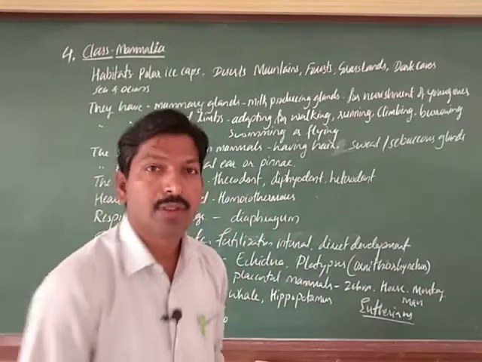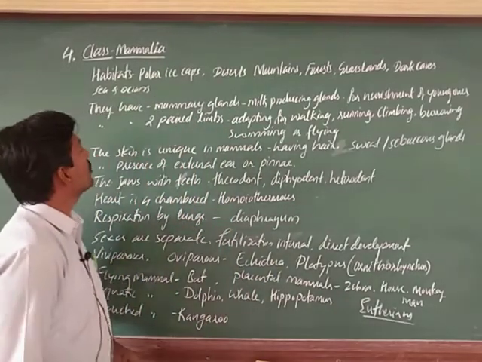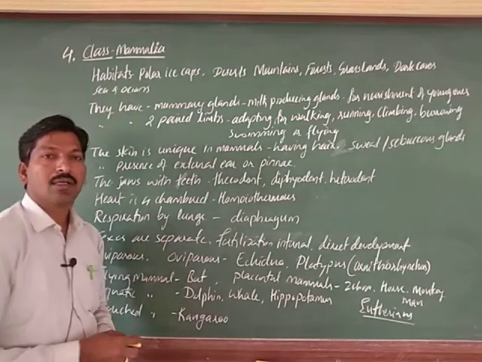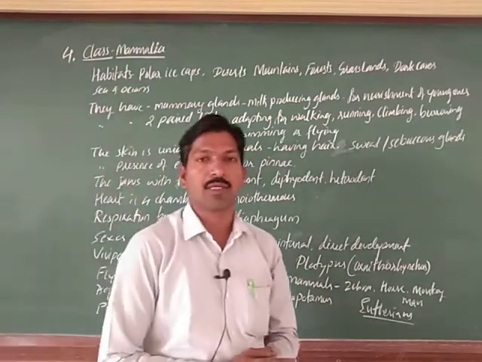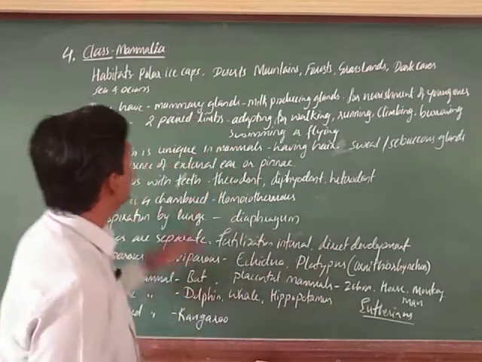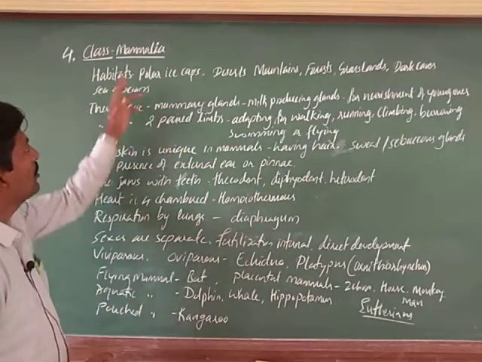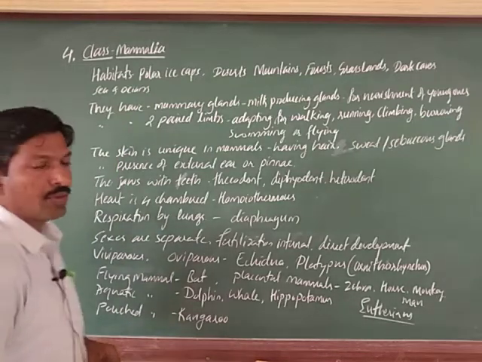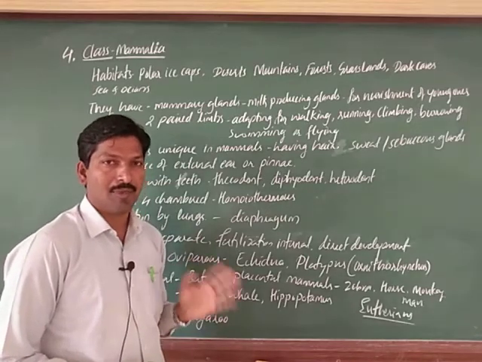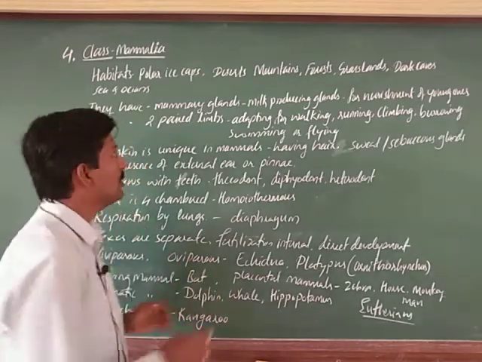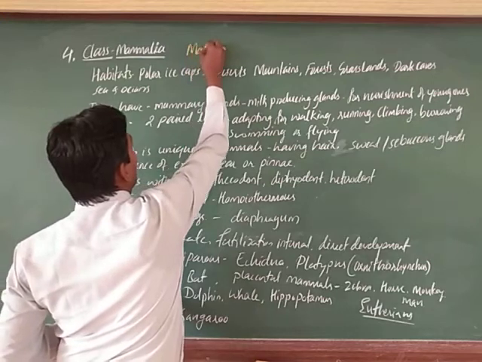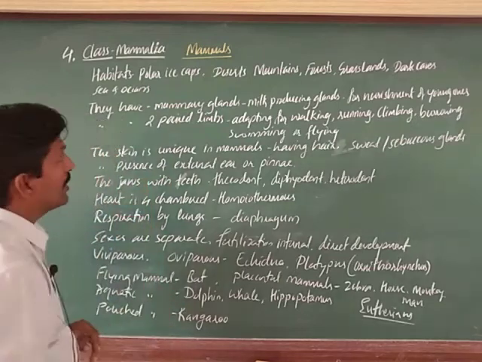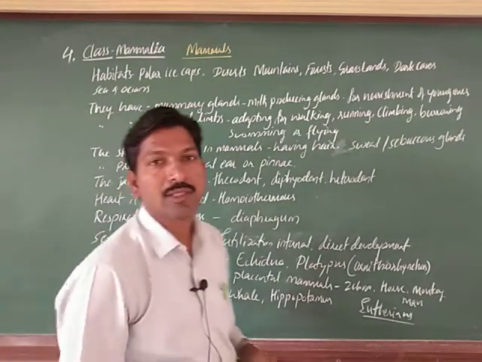Hello students, in this video let us discuss the features of the class Mammalia. This is the fourth class of superclass Tetrapoda. So, let me discuss class Mammalia. In general, the members belonging to class Mammalia are called mammals. These are the advanced animals in the animal kingdom.